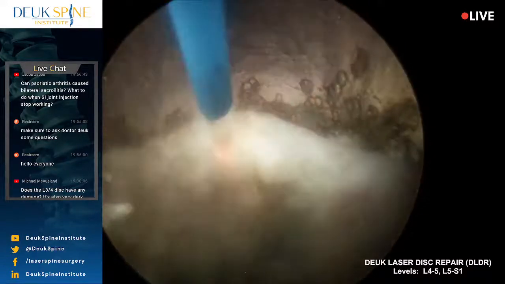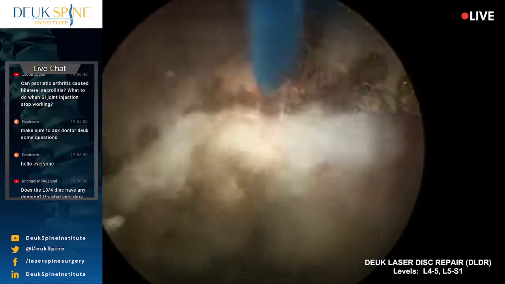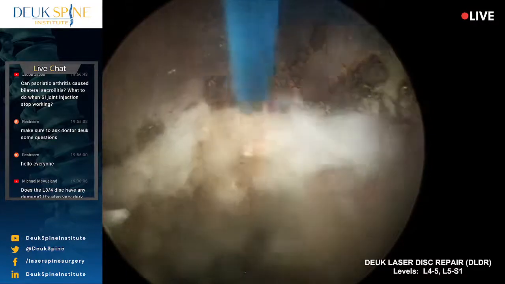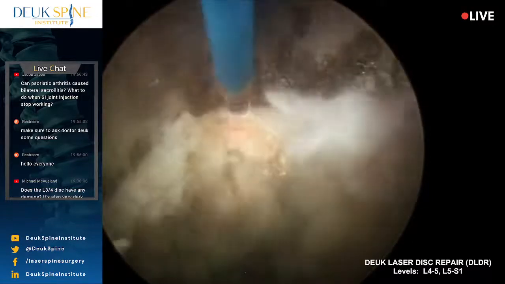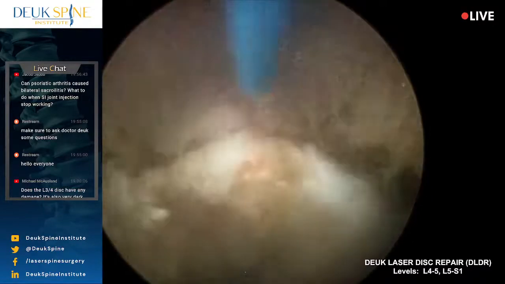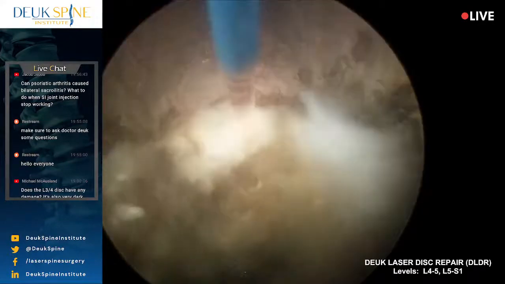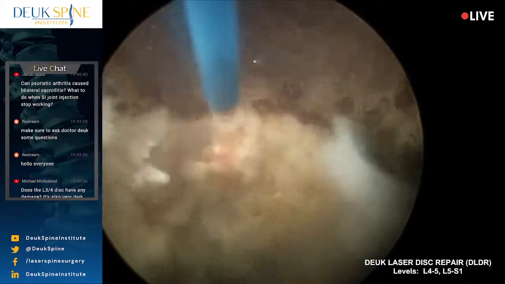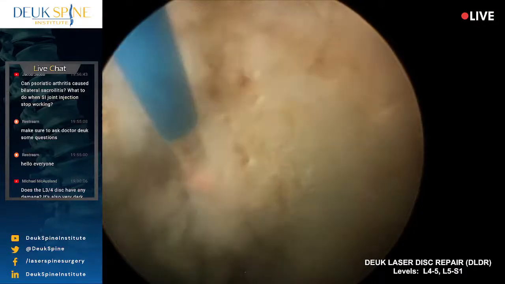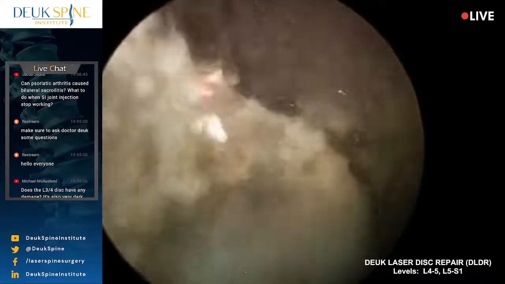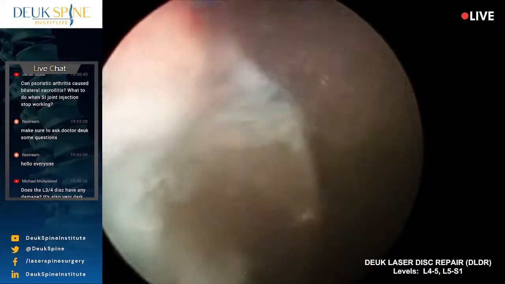We have another question. They want to know what happens after an SI injection stops working. So an SI injection is in the sacroiliac joint, and if you have an injection, that means you have arthritis in the joint.